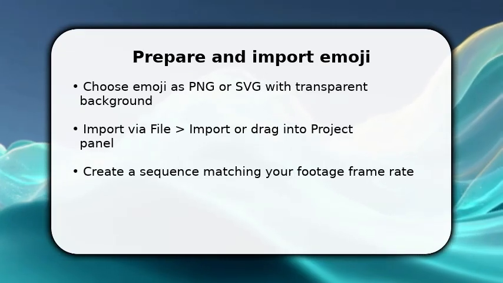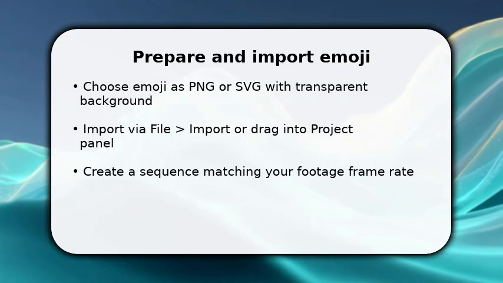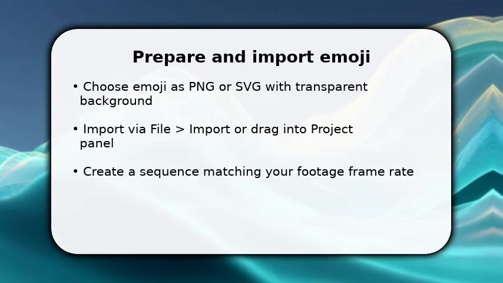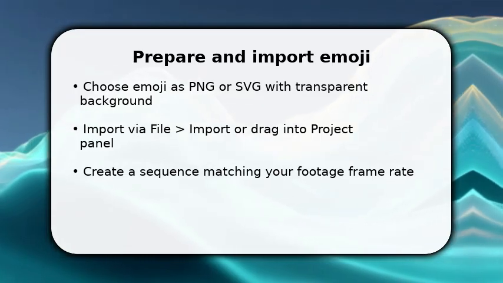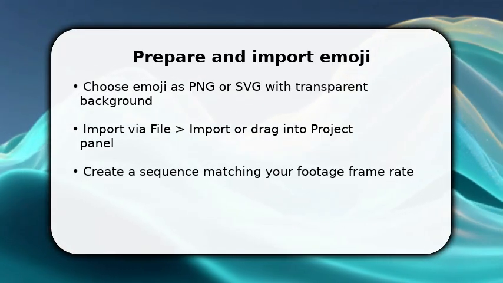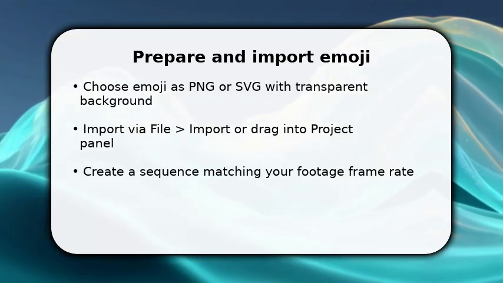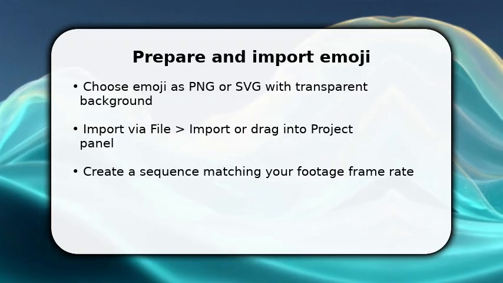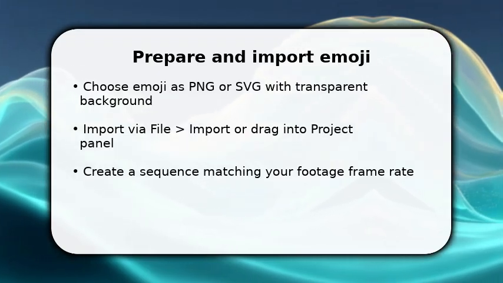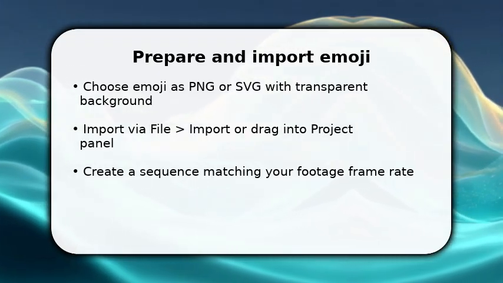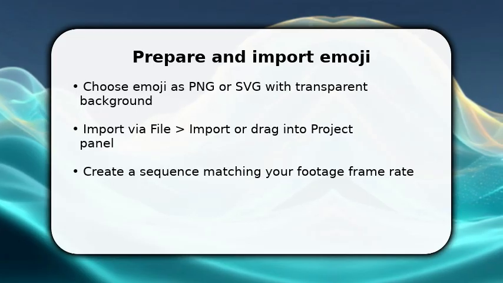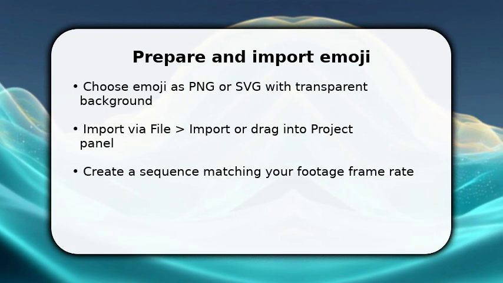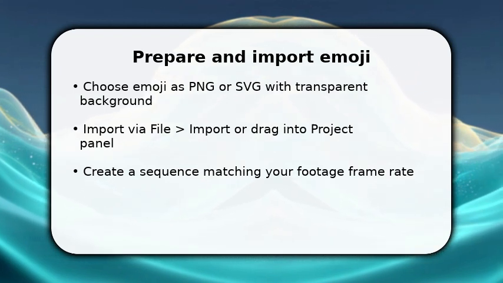You start by preparing the graphic assets. Pick PNG or SVG emoji with transparency so they composite cleanly. Once imported, drag them into the project panel and put the first emoji on the timeline above your video track. Make sure your sequence settings match the footage frame rate to avoid jitter. If you need multiple sizes, duplicate the clip and label layers clearly. This gets you immediately into editing without wasting time on trivial setup and sets up consistent behavior for motion and effects.